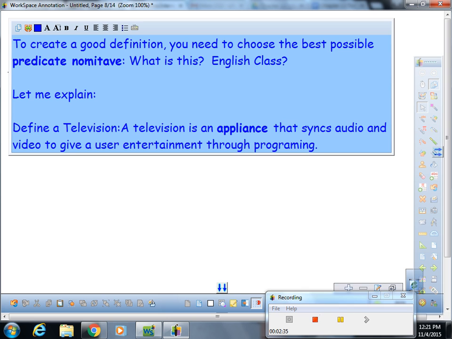You're going to have to make some stuff up with definitions. But let's see if I can read that backwards. Is an appliance that syncs audio and video to give a user entertainment through programming a television? It seems like it works both ways, and so that would be a definition. And then I worry, could this definition also be used for a computer? Well, I don't think a computer has programming. It has programs, but programming, I think, indicates that it's a television. Just get used to this kind of thinking. Here we go.